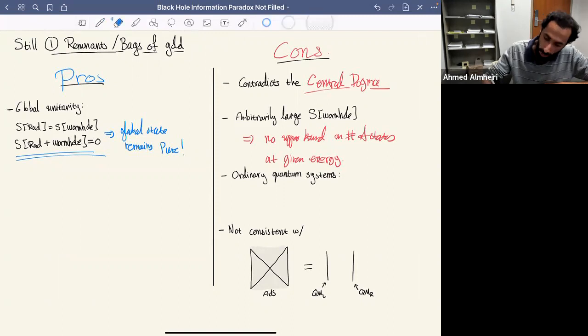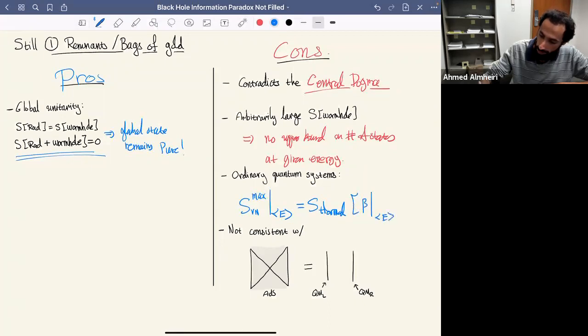However, in ordinary systems, you expect that the maximum von Neumann entropy at a given expectation value of the energy is just the thermal entropy. This is a theorem. You can actually try to prove this. It's not too hard. You suppose that you have a density matrix that gives you some expectation value of E, and you can try to pin down the matrix elements of this density matrix that would maximize the entropy subject to that expectation value of E, and you'll find that it's going to be the Boltzmann distribution. Okay.